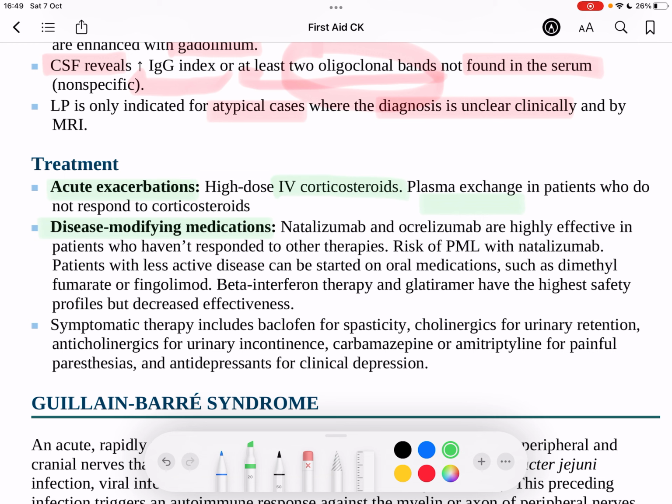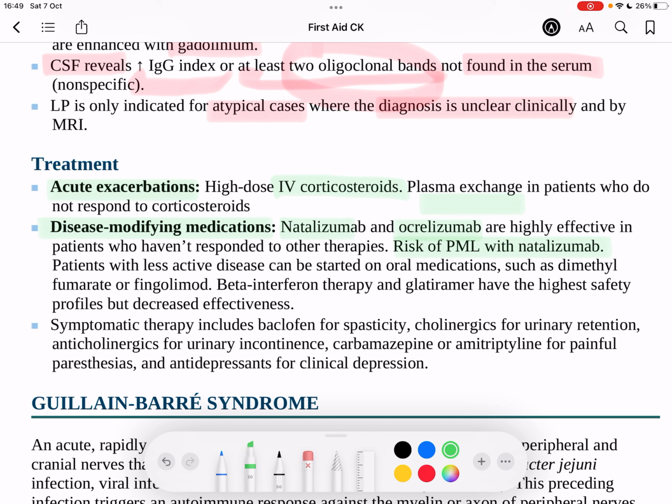Now moving on to your disease-modifying medications, we look at 2 specific types. We look at natalizumab and ocrelizumab. These are 2 monoclonal antibodies, and these are usually reserved for patients who haven't responded to other therapies. A big USMLE favourite is the risk of progressive multifocal leukoencephalopathy with natalizumab. Okay, that's your JC virus, usually seen in AIDS patients, but it can also be seen in patients who take natalizumab, and the USMLE loves to ask this.